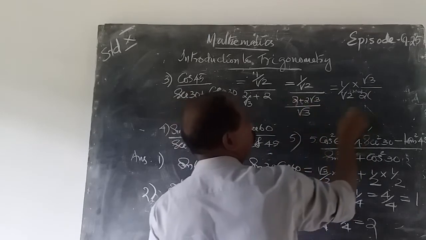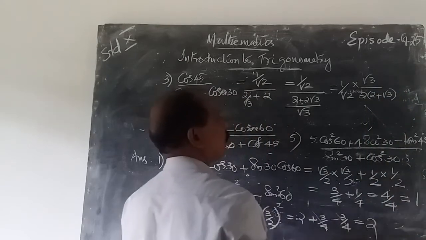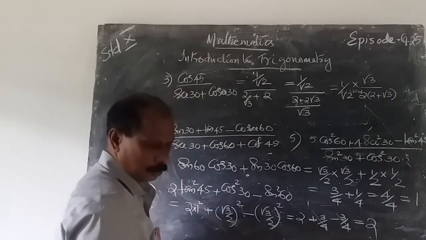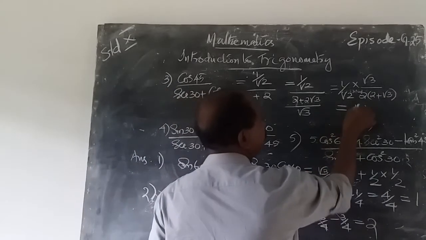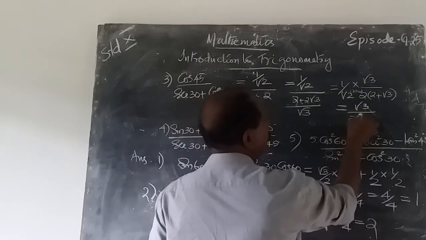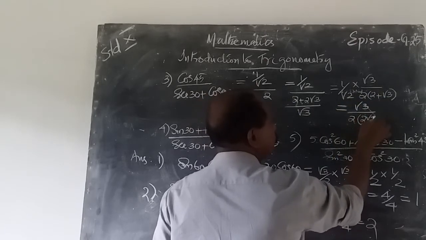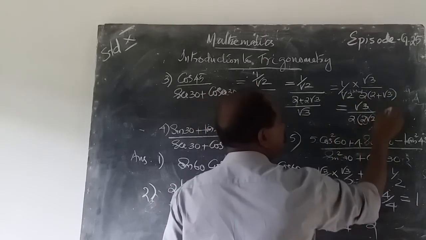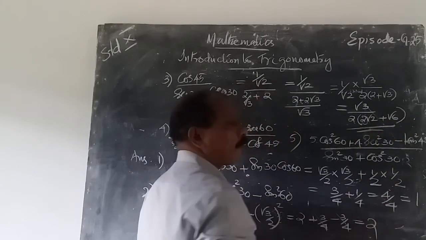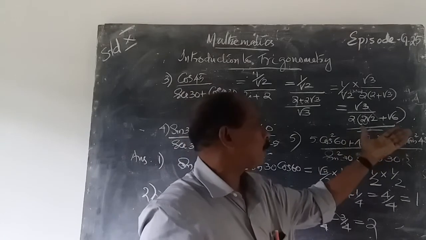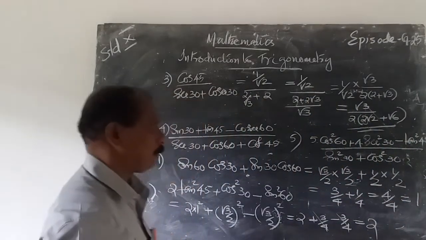That is, 2 taken as common. That is the final answer. That is root 3 by 2 into root 2 into 2, that is 2 root 2. Root 2 into root 3 is root 6. That is the final answer. Sometimes we can rationalize the remainder or not. Therefore, this is the final answer.